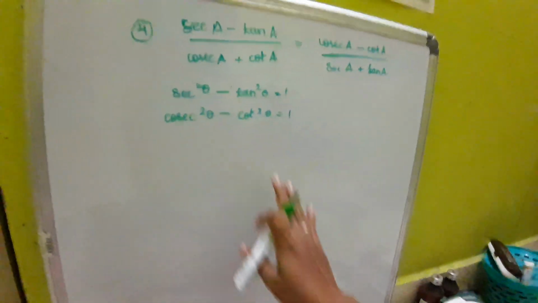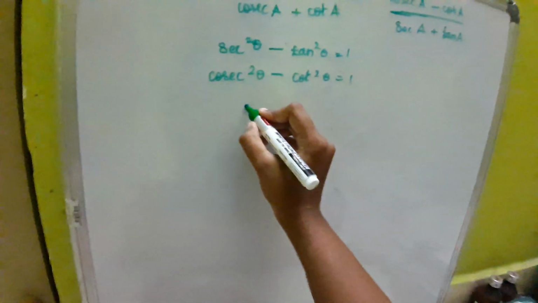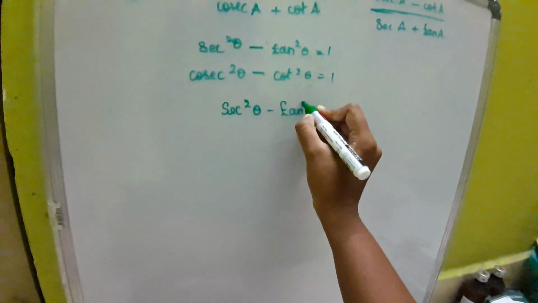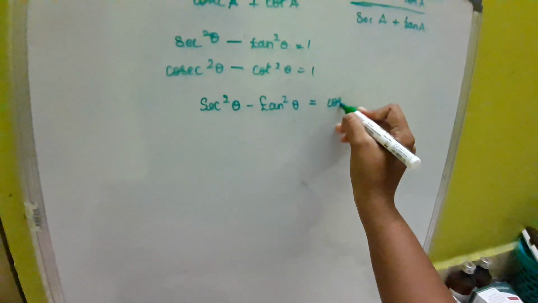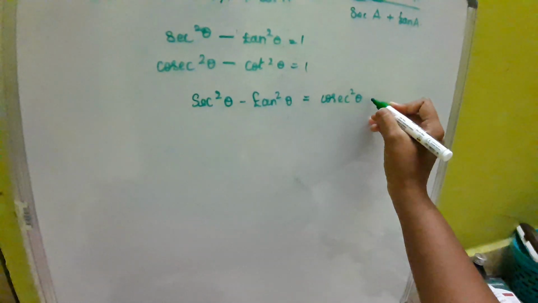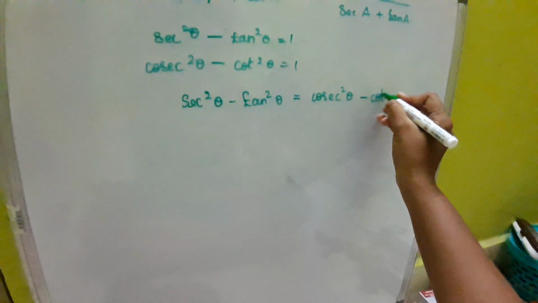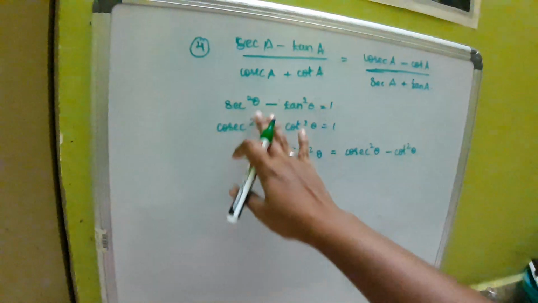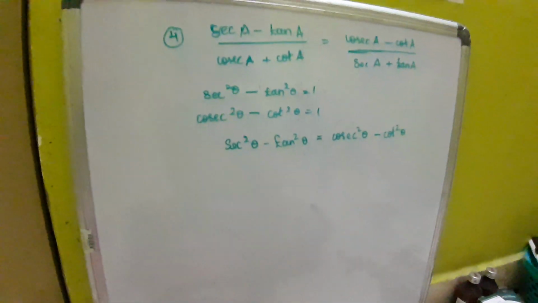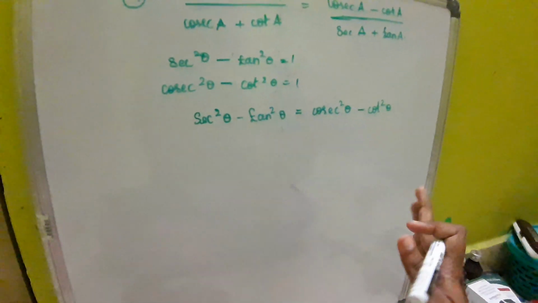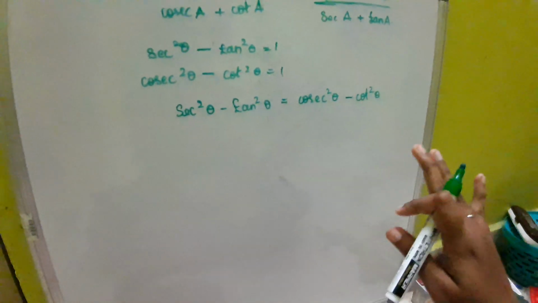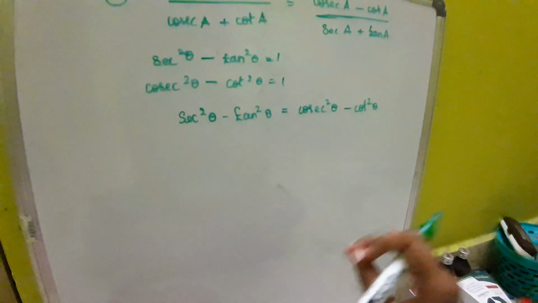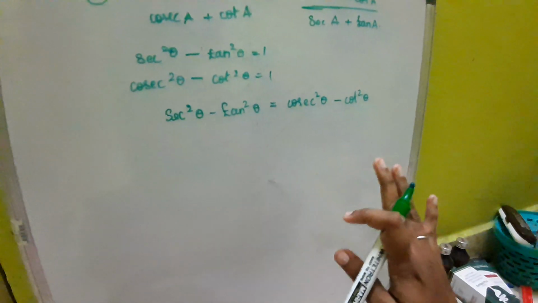You can also write this as secant square theta minus tan square theta is equal to cosecant square theta minus cot square theta, because both their results are 1, so both their values will be equal, right? Now I'm not substituting any secant formula or tan formula.